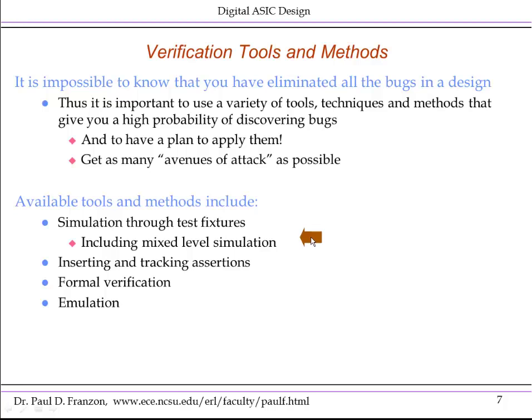This includes using quite different tools. Simulation through test fixtures, the focus here. Assertions, which I'll talk about later, is a separate way to find bugs. Formal verification has its uses in finding bugs. And finally, emulation, which is actually building a version of the hardware in an array of FPGAs, is also quite useful to find those last few bugs.